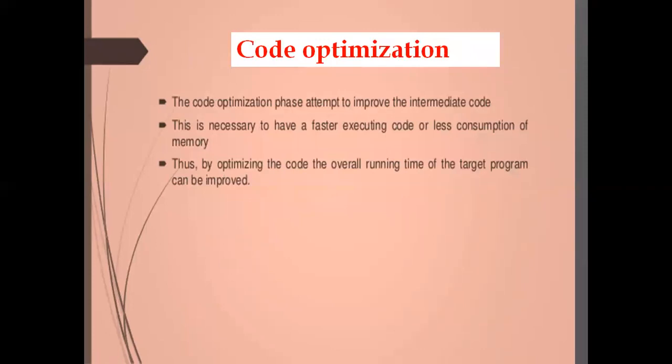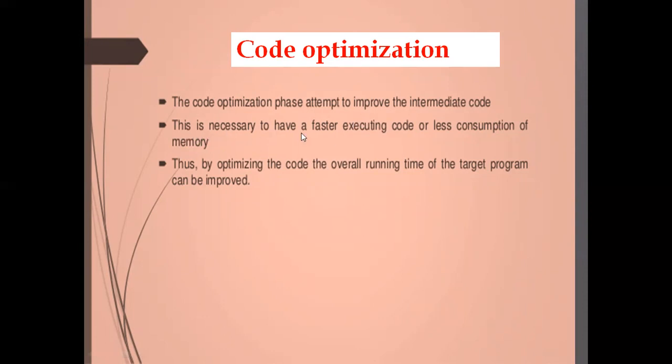analyze the intermediate code and tell whether there are any unnecessary steps, or whether there is any scope to improve the code, to reduce the code. Suppose there are 100 lines, and any unnecessary lines are there, they will be removed and the code size will be reduced. So here in code optimization, it will attempt to improve the intermediate code. Are there any chances to improve?